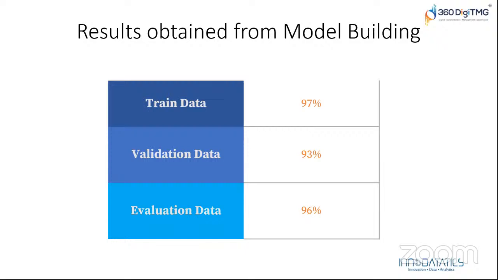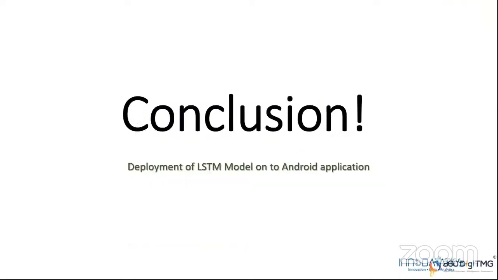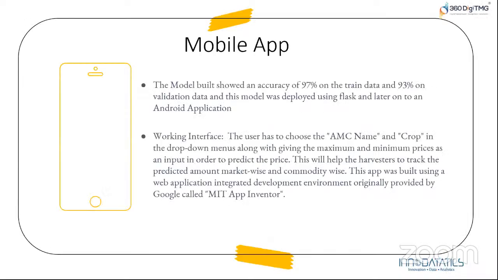Then we deployed this using a Flask application and predicted the price. We had around 2 months of data for 2021. We deployed the model in Flask, input the values from the 2021 data, and saw the accuracy, which was very, very good.